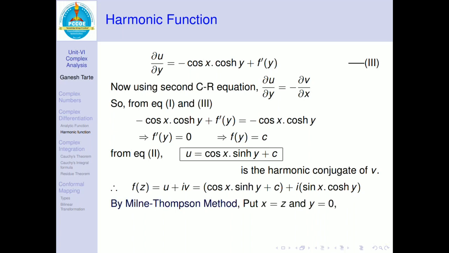Therefore f of z becomes minus cos z sin hyperbolic 0 plus c plus i times sin z into cos hyperbolic 0. But we know that sin hyperbolic 0 is 0 and cos hyperbolic 0 is 1, using the formulas sin hyperbolic theta is equal to e raised to theta minus e raised to minus theta by 2, and cos hyperbolic theta is e raised to theta plus e raised to minus theta by 2. Therefore the required function is f of z is equal to c plus i times sin z.